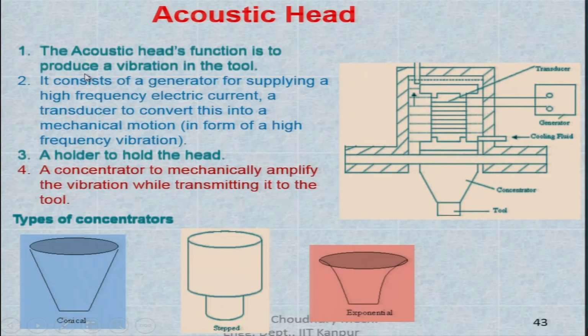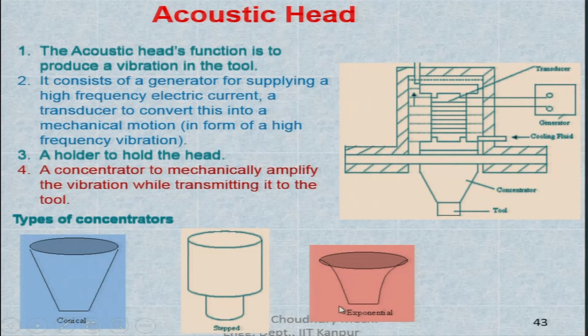So, the function of this acoustic head is to produce a vibration in the tool. Okay. It consists of a generator for supplying a high frequency electric current, a transducer to convert this into a mechanical motion in the form of high frequency vibration, a holder to hold the head, this is the holder and it is all inside, and a concentrator to mechanically amplify the vibration while transmitting it to the tool. This is the concentrator, okay.